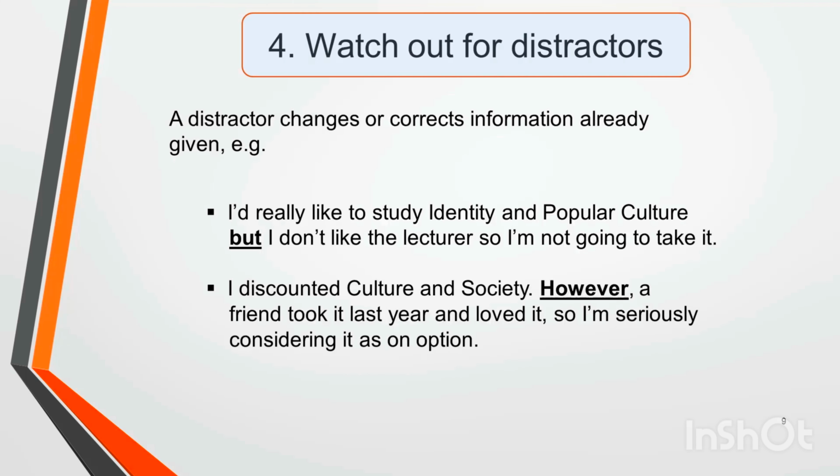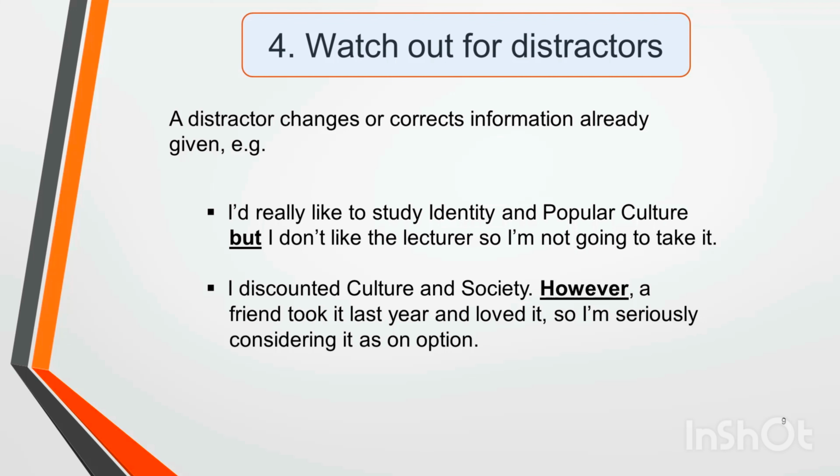You'll also need to watch out for distractors. The examiners will try and catch you out with these. A distractor is a word or phrase that changes or corrects the original piece of information given. So, you may be given an answer and then have it taken away again. Here are a couple of sample sentences containing distractors. I've highlighted the relevant words.